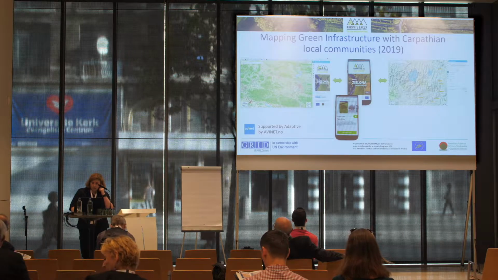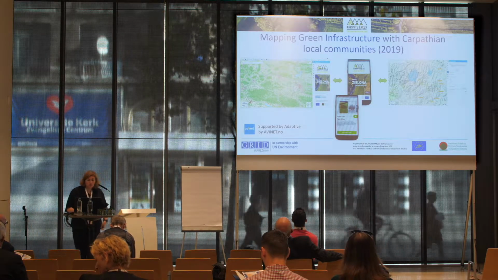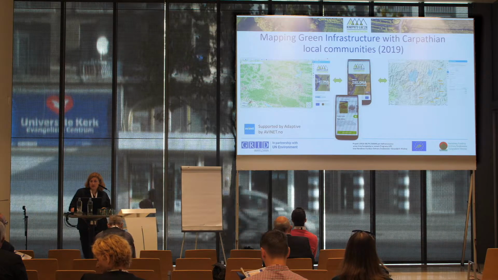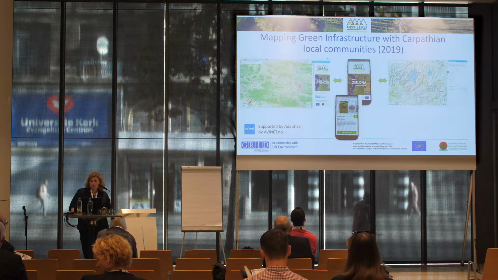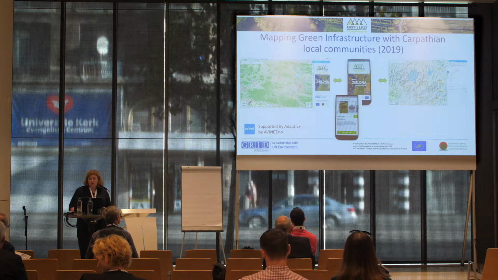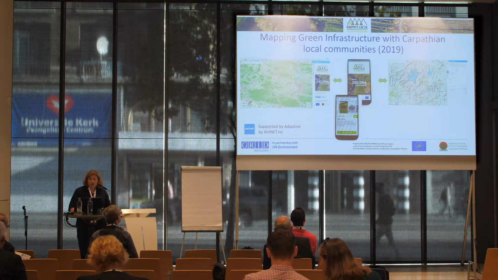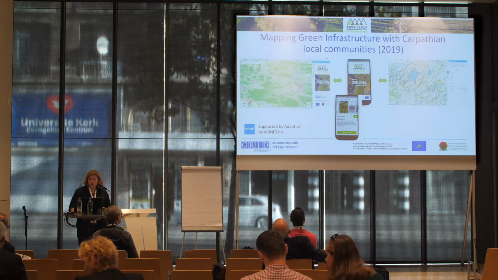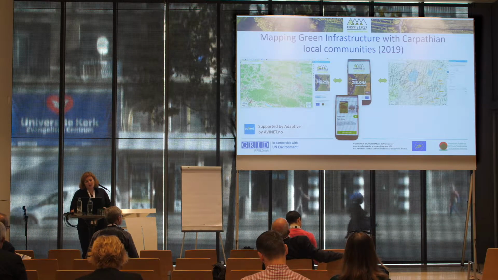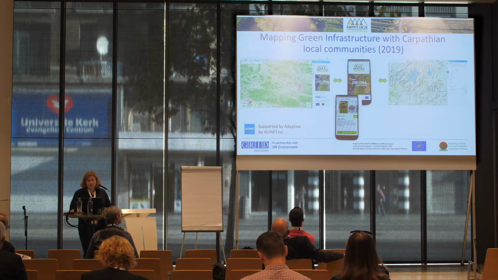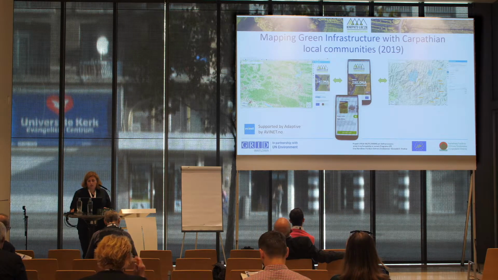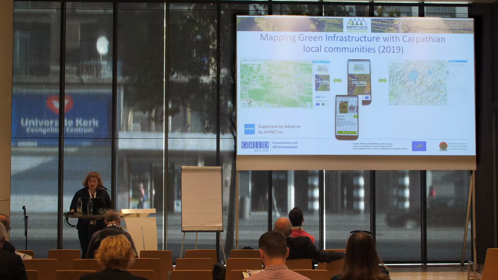And we are doing this by mapping green infrastructure with the Carpathian local communities. Next year we will have up to 10 groups of stakeholders, and they will conduct collaborative projects on mapping green infrastructure. They will prepare case studies on how green infrastructure can be developed in these most threatened areas, and how the spatial plans can be more green, taking into account these aspects of ecological connectivity.